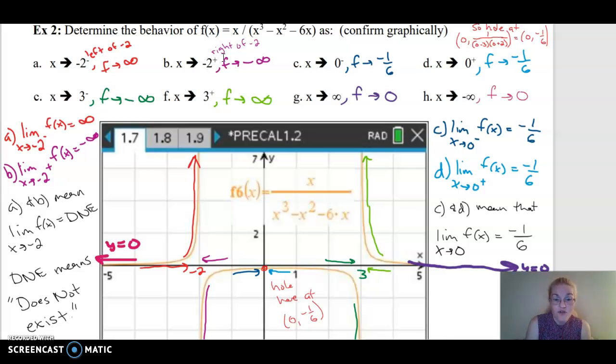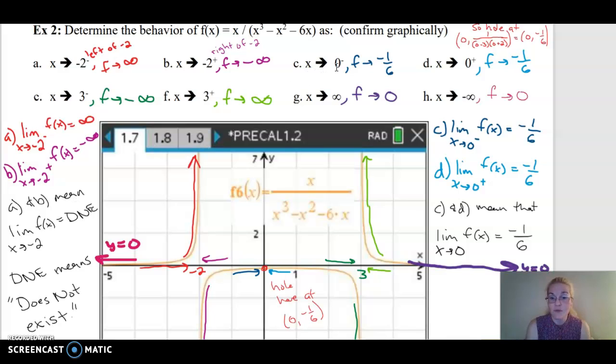What about negative 2 from the right? Above negative 2, where are the y values? Well, they're down here, and they go down toward negative infinity. So the limit of f of x as x approaches negative 2 from the right is negative infinity. What a and b together mean is that the limit as x approaches negative 2 does not exist because it's not the same on the right and the left. They're going opposite ways.